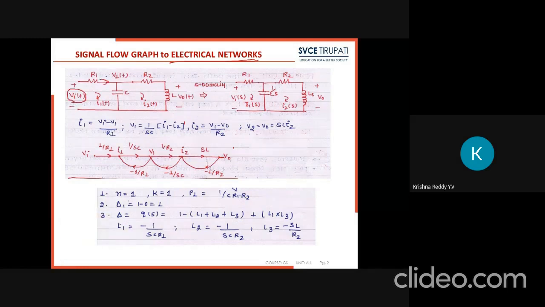After that, the current entering the next node is I1. After that, the voltage across the capacitor. Next, the current flowing in the series element is I2, and the voltage across the output element. For the series element we need to consider admittance. For the parallel element, we need to consider impedance.